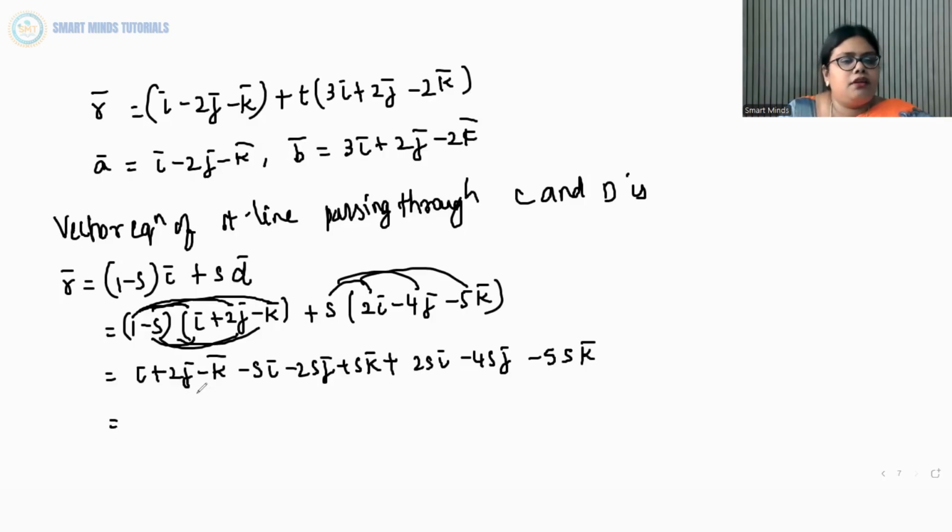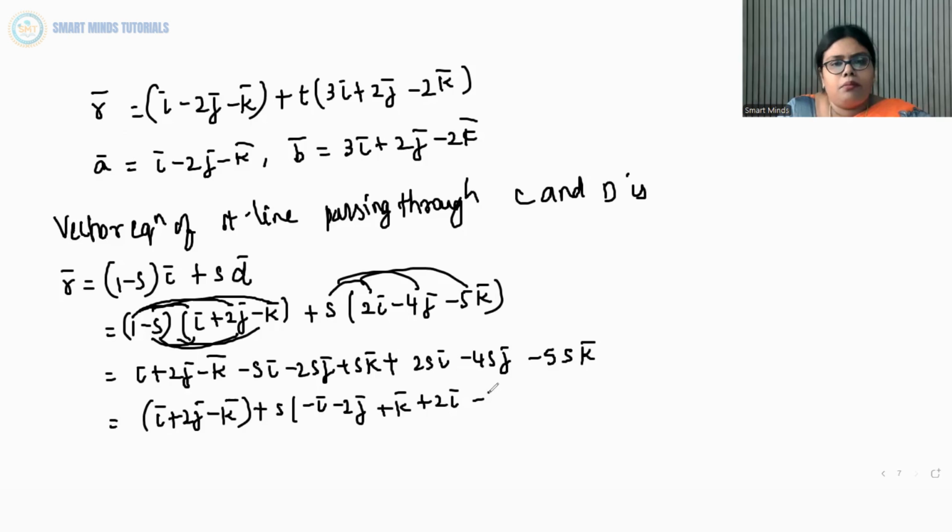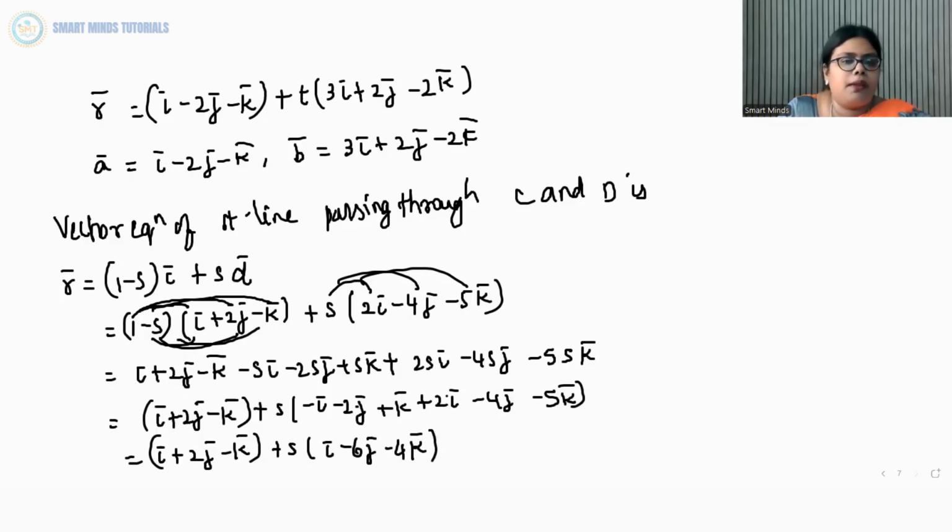Now, first we will write the terms where you don't have T. So, in the first three terms, you don't have T. I bar plus 2J bar minus K bar. Now, I will take S common. Minus I minus 2J plus K plus 2I minus 4J minus 5K. So, that is I bar plus 2J bar minus K bar plus S into, now simplify I with I, J with J, K with K. 2I minus I is I, minus 2J minus 4J is minus 6J, K minus 5K is minus 4K.